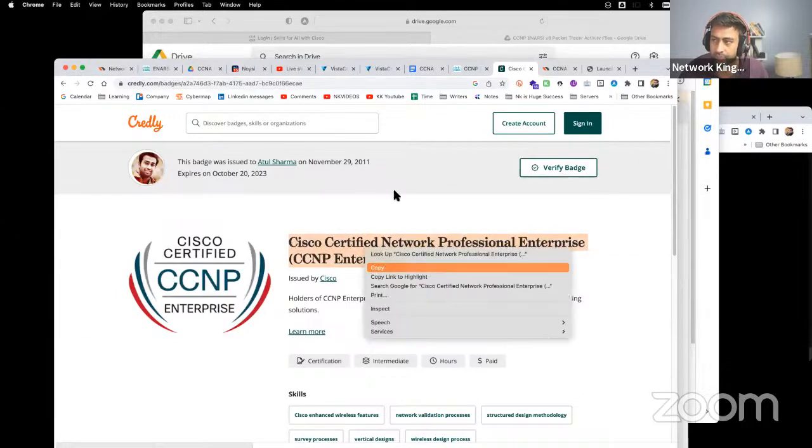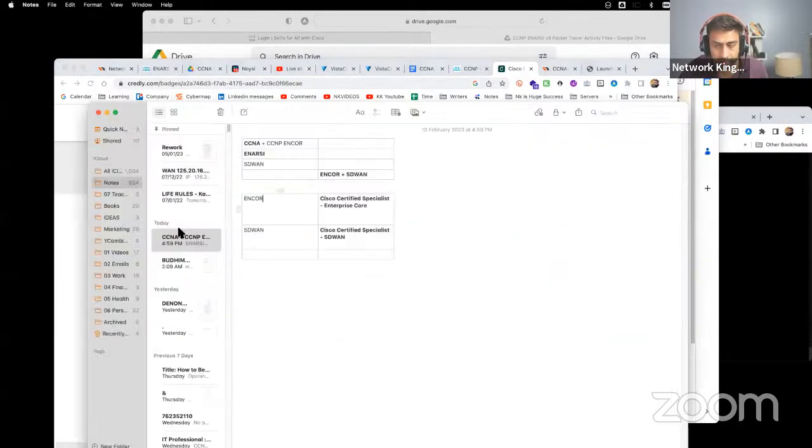So it means when you give one exam, you become Cisco Certified Specialist. And when you clear both ENCOR and SD-WAN, you become full CCNP certified, which is Cisco Certified Network Professional. Now suppose you do not give an SD-WAN exam, and you give an ENARSI exam, okay, so what certification will you get here? If you give an ENARSI exam, you will get Cisco Certified Specialist Advanced Routing, like this.